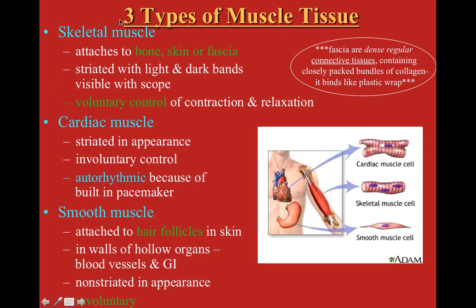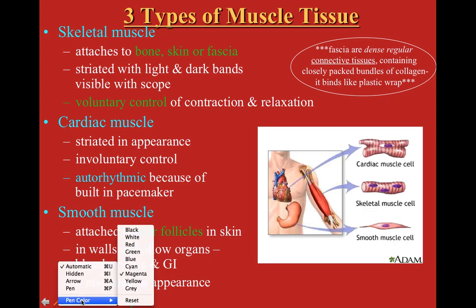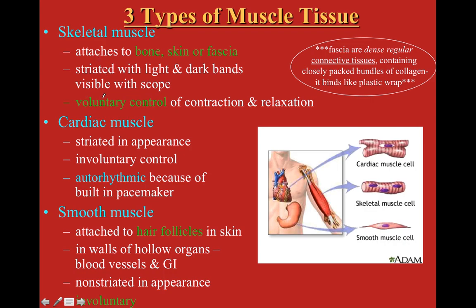We all know this, so this is kind of review, that there are three types of muscle tissue. We have skeletal muscle, cardiac muscle, and smooth muscle. Skeletal muscle, which we all know, attaches to our skeleton, right? But not only that, it attaches to our bone, skin, or fascia. Fascia is referring to the dense regular connective tissues that contain closely packed bundles of collagen, and it binds like plastic wrap. It's a protective covering over our muscles, directly beneath the skin, or between muscles if muscle groups are together.